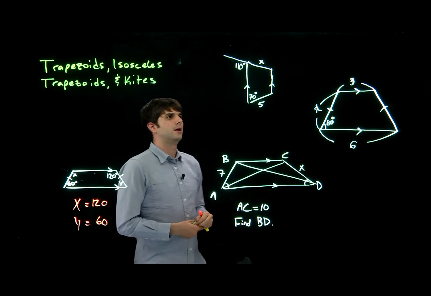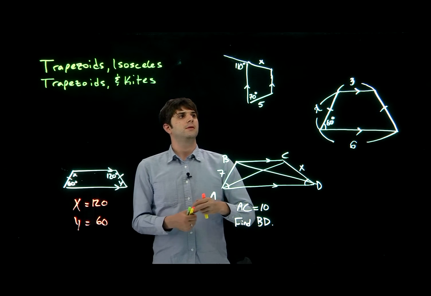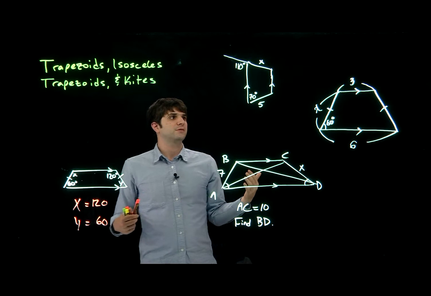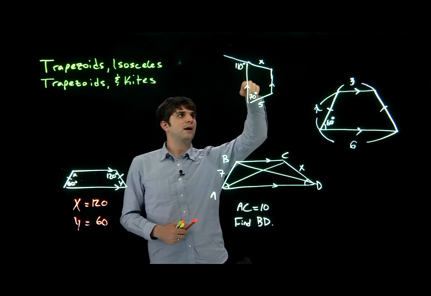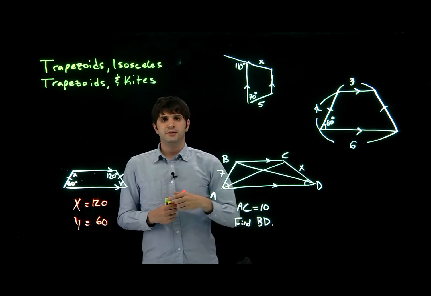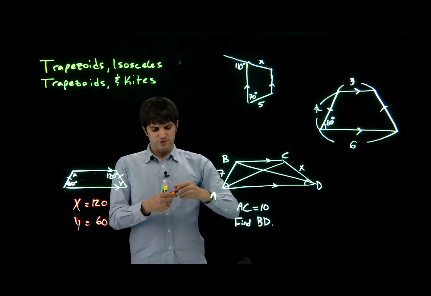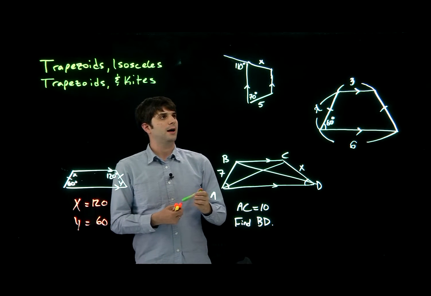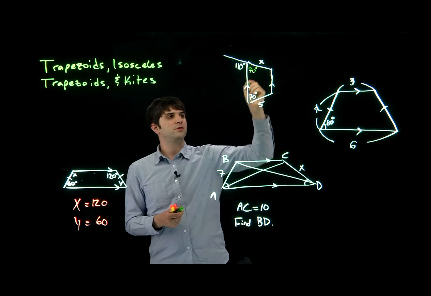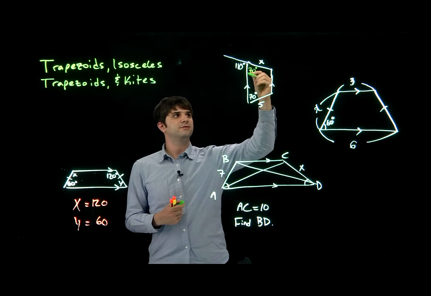Moving on up here, we have this situation. We have a trapezoid. I'm not sure if it's isosceles yet, but we for sure have a trapezoid here, and we're given this exterior angle. So we want to find the interior angle and see if this trapezoid is isosceles. So this is going to be 70. If that's 70 degrees, then it looks like this is in fact isosceles.